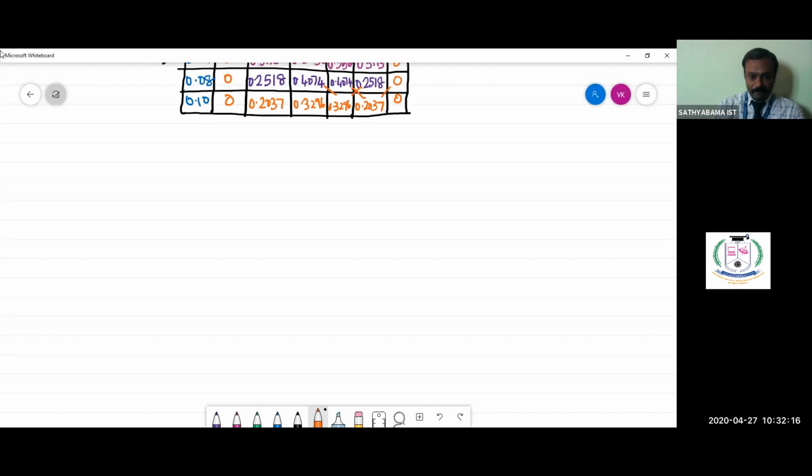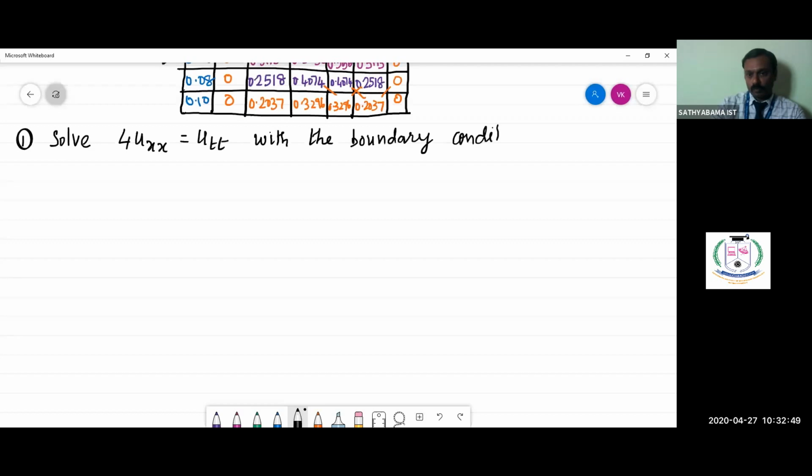Also, one more problem in the one-dimensional wave equation. Solve 4 u xx is equal to u tt with the boundary conditions u of 0 comma t is equal to 0, u of 4 comma t equal to 0, and the initial conditions, that is at t equal to 0.